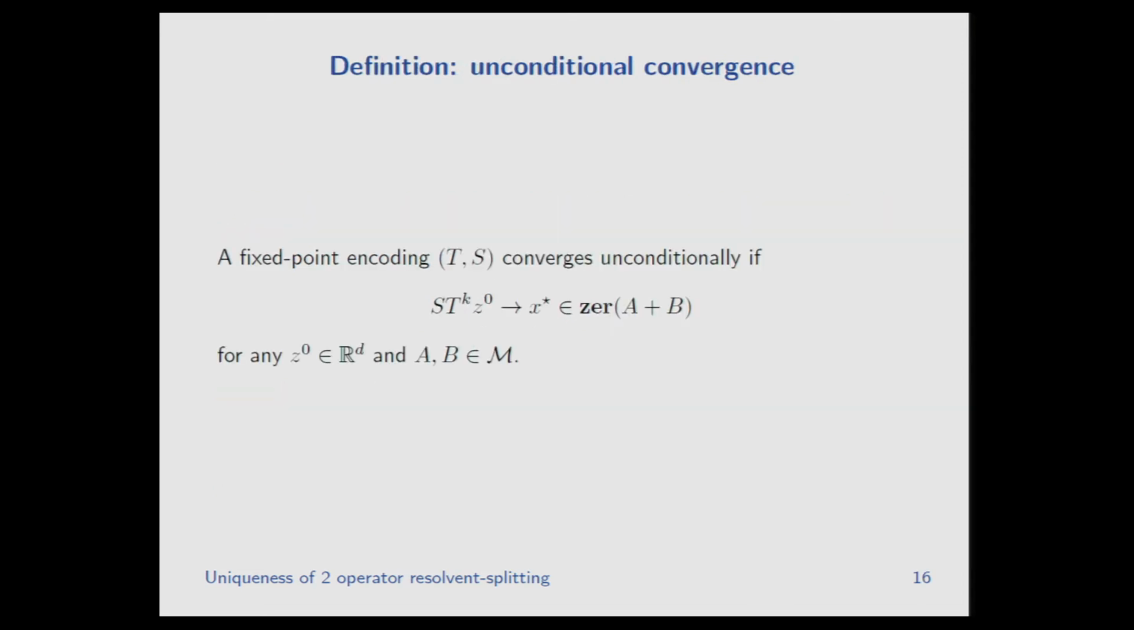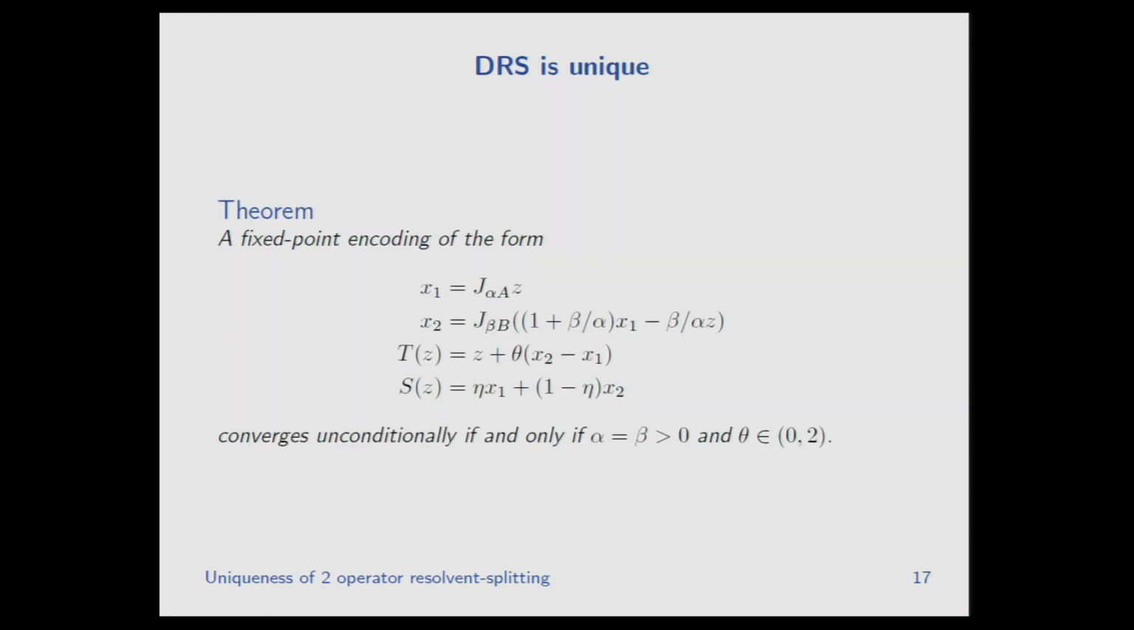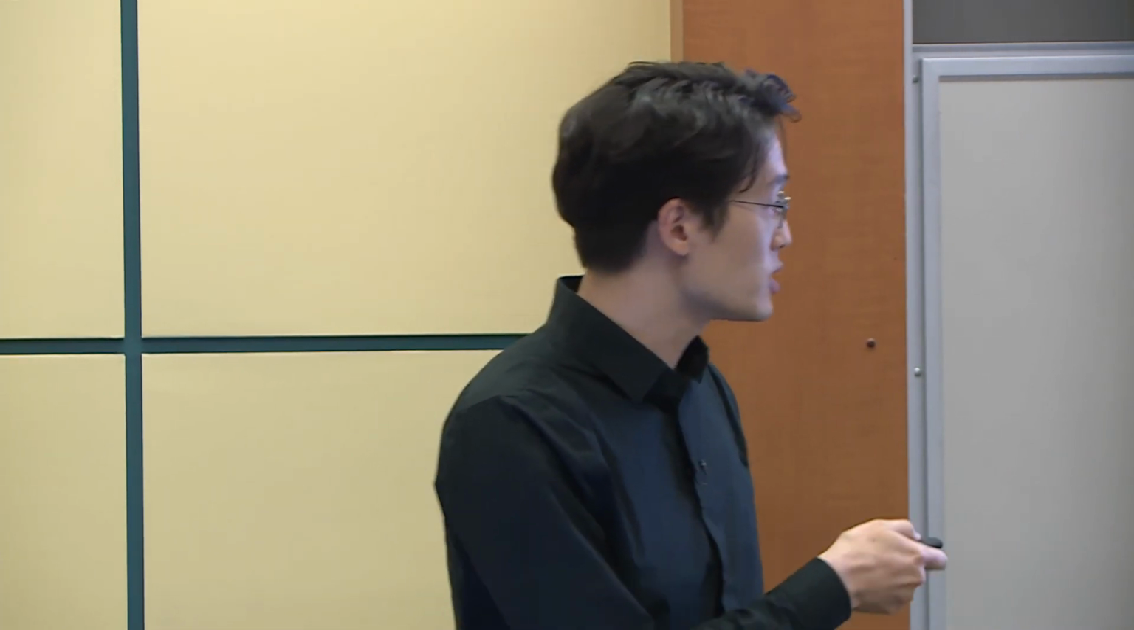By the way, I need to define the property. I say the fixed point encoding converges unconditionally if it always converges. That's what this means: for whatever monotone operators A and B, if this thing converges to a solution, that's unconditional convergence. Second theorem. Among those frugal resolvent splittings that I showed you in the previous theorem, only this one converges, and only if alpha is equal to beta. And alpha equal to beta is exactly the case of DRS.